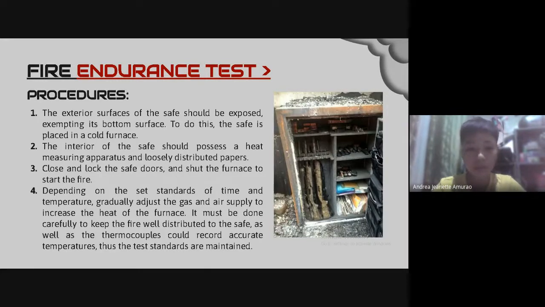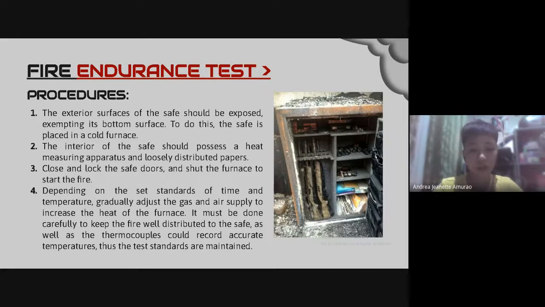Number one, to prepare for the fire endurance test, the exterior surfaces of the safe should be exposed, excepting its bottom surface. To do this, the safe is placed on a cold furnace. On the other hand, the interior of the safe should possess a heat measuring apparatus and loosely distributed papers. The purpose of that is to contact all interior surfaces.